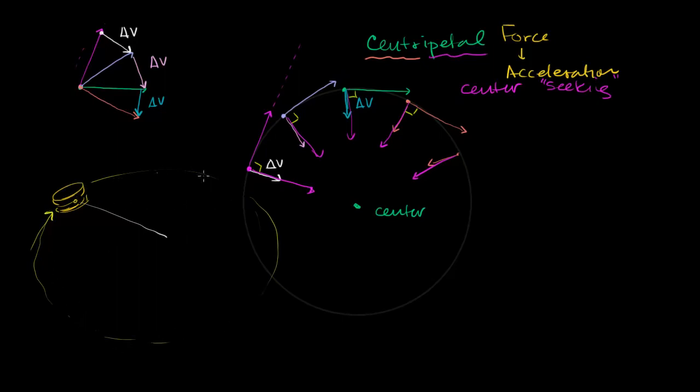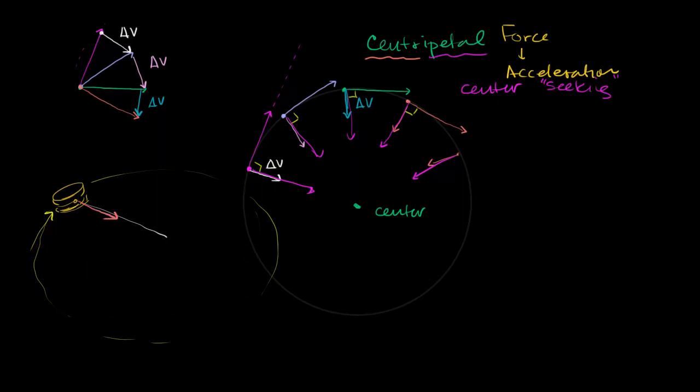And what's causing it to go in a circle is your hand right over here pulling on this string and providing tension into that string. So there's a force. The centripetal force in this yo-yo example is the tension in the string that's constantly pulling on the yo-yo towards the center. And that's why that yo-yo goes in a circle.